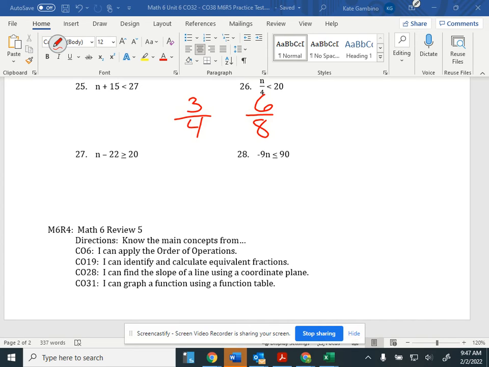How did you go from 3 to 6? What did you multiply by? By 2. How did you go from 4 to 8? I multiplied by 2. You have to multiply the numerator and denominator by the same number. So you were correct. 6/8 is an equivalent fraction, but we need to understand why it's an equivalent fraction. We multiply the top and the bottom by the same number.